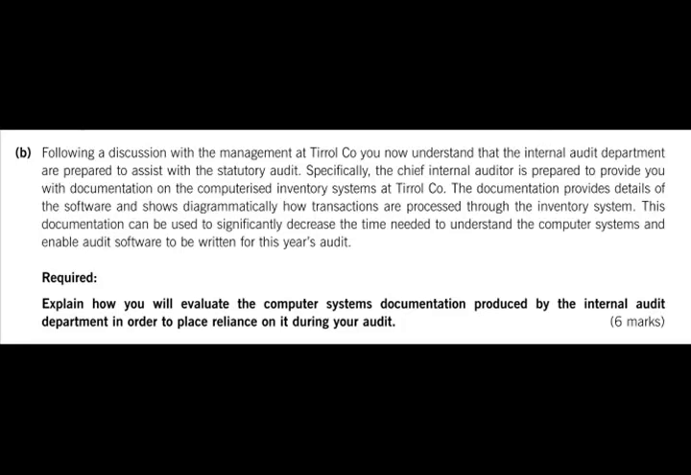Almost certainly the client's computerized system will have to be updated from time to time, and it's essential that the documentation which accompanies that software is also updated.